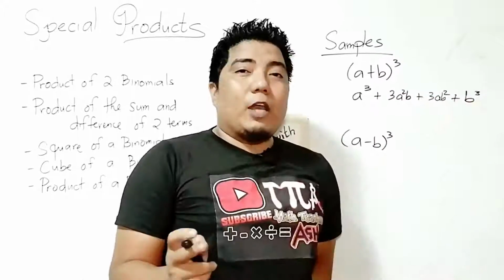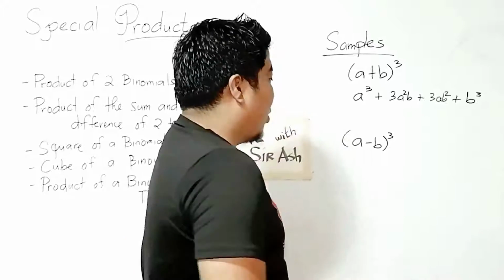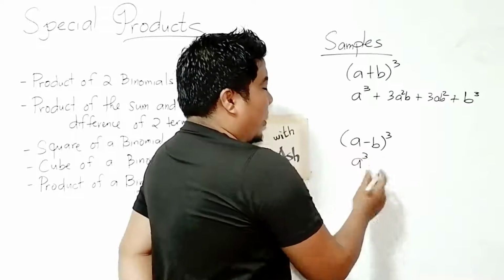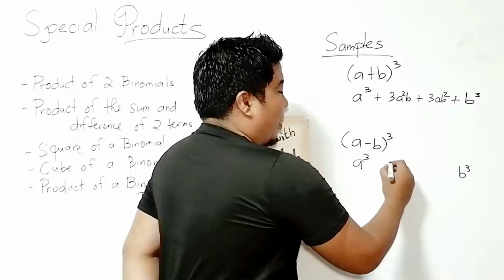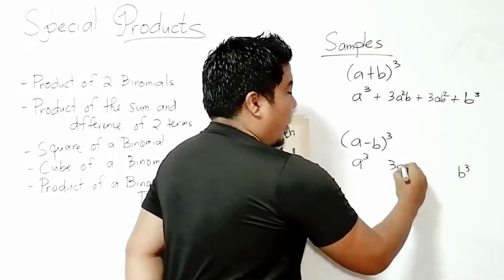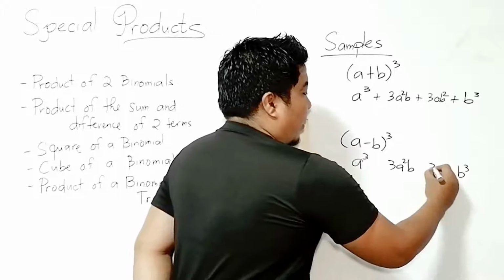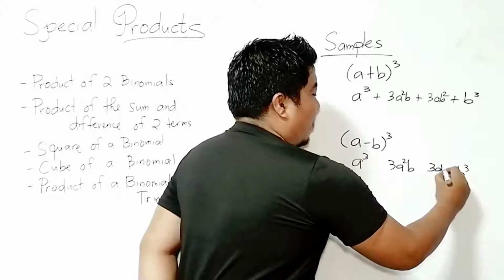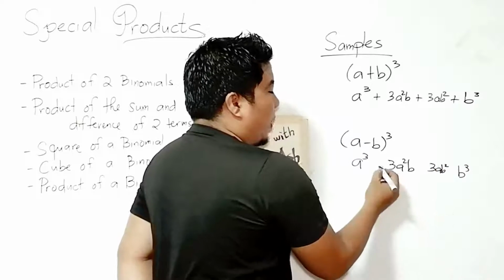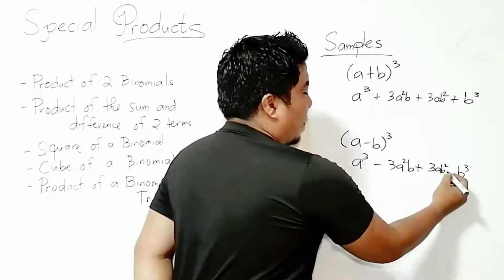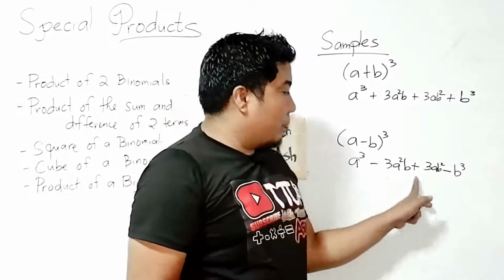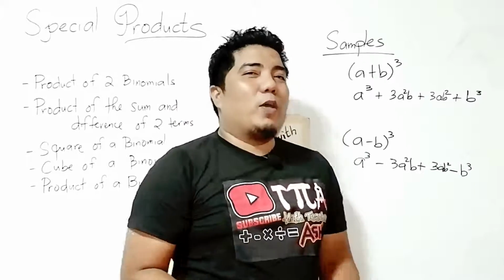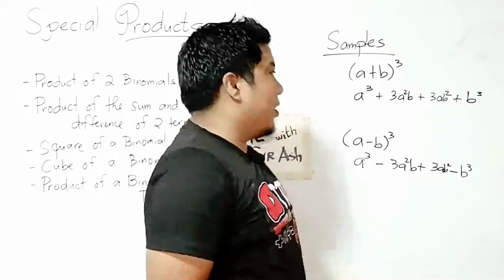Now, what about if we have this kind of problem? What you need to do is get the cube of the first and the cube of the last. Then, another two more, and that is 3a squared b, 3ab squared. And then the signs would be minus, plus, minus. So, alternating signs. Minus, plus, minus. Now, if you want an example, let's consider an example.